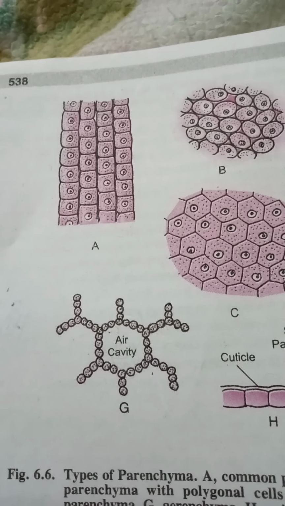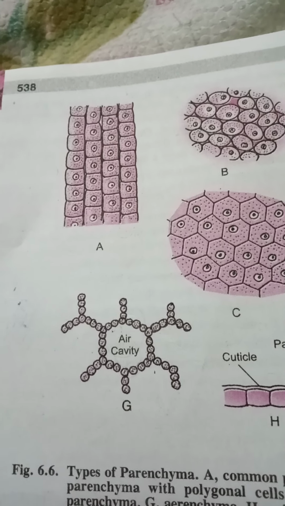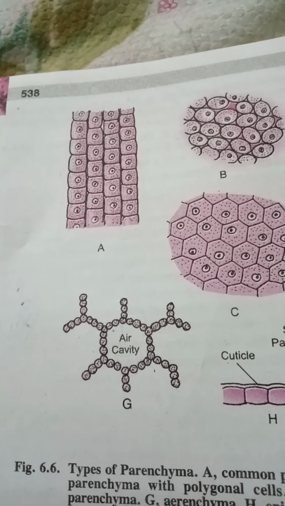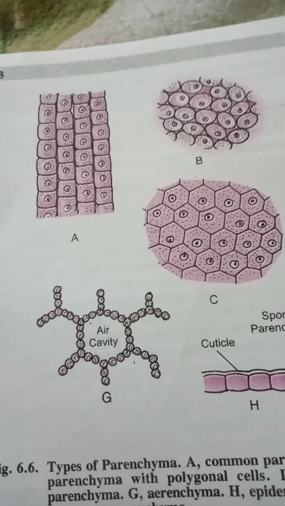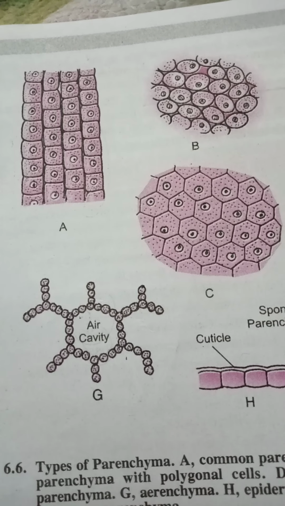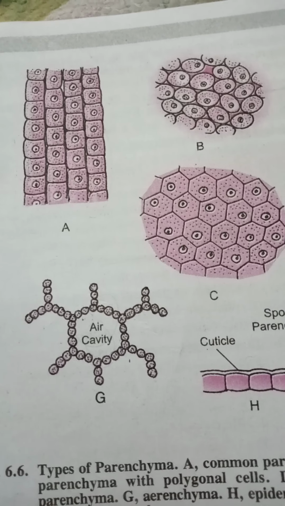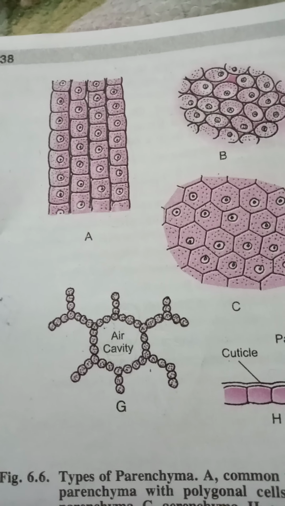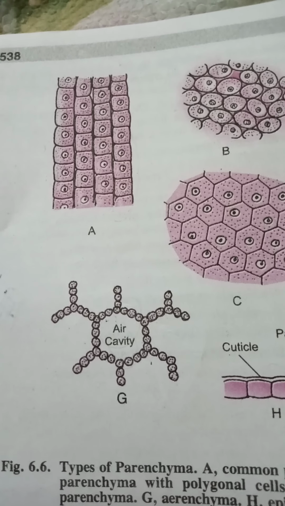The cell walls are made up of cellulose and pectic substances. They are thin, but they are made up of cellulose and pectic substances, and the adjacent parenchyma cells are connected with one another by means of plasmodesmata. Plasmodesmata, we know, is the cytoplasmic bridge which helps in connection between two adjacent cells. So here also in parenchyma cells, plasmodesmata form the connection between two adjacent cells. Now, there are different types of modifications of the parenchyma cells.